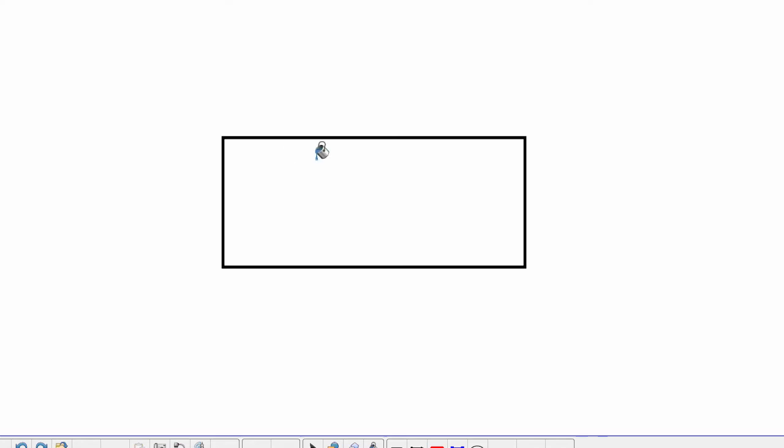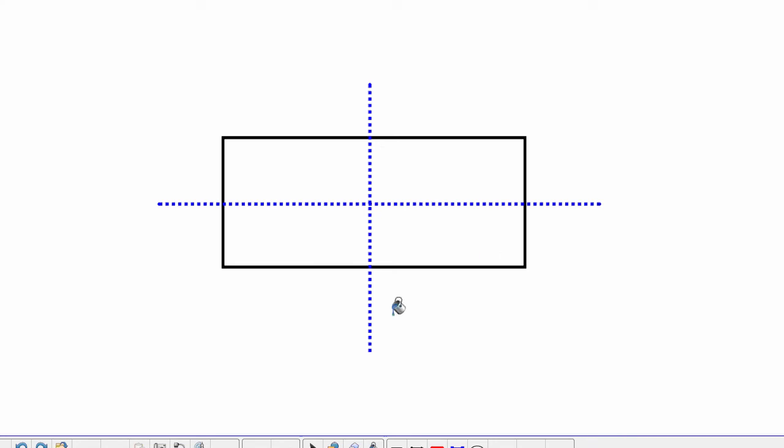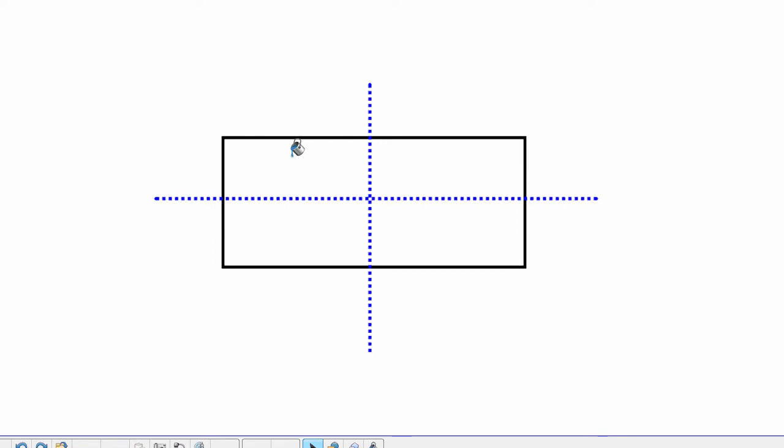So for a rectangle, we have a line of symmetry that goes down the middle like this. Again, we could fold this over to there, and we'd have the same shape, and it would fit perfectly over itself. You have a line of symmetry from left to right. Again, we could fold over this line, and everything would match up. There won't be any overlaps.